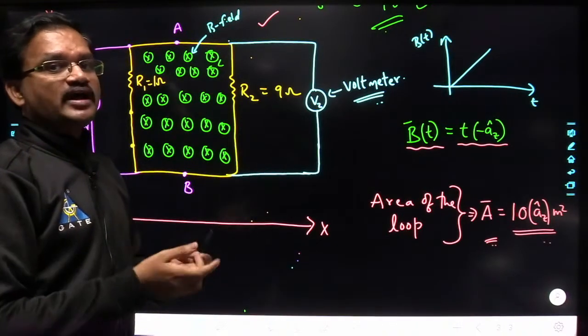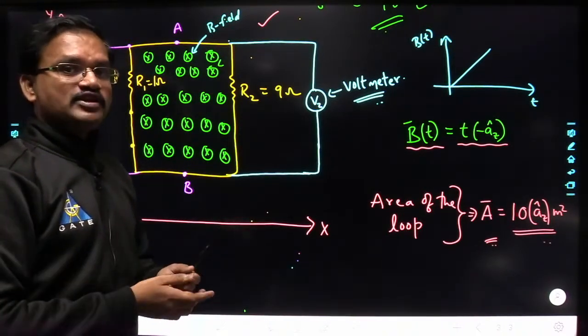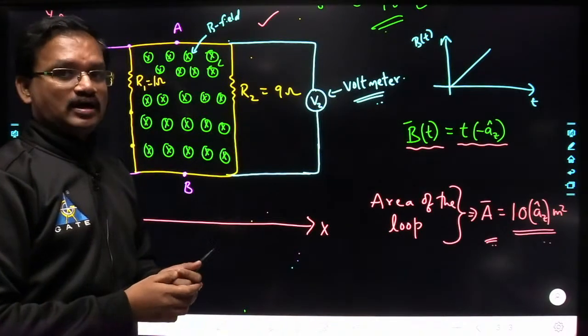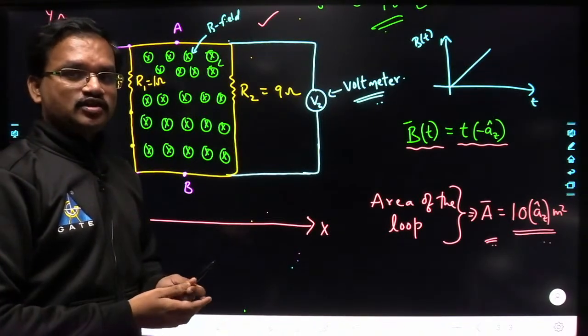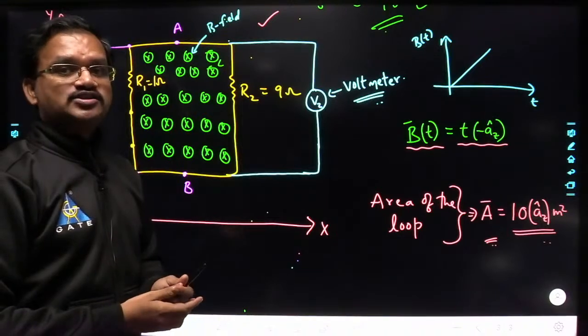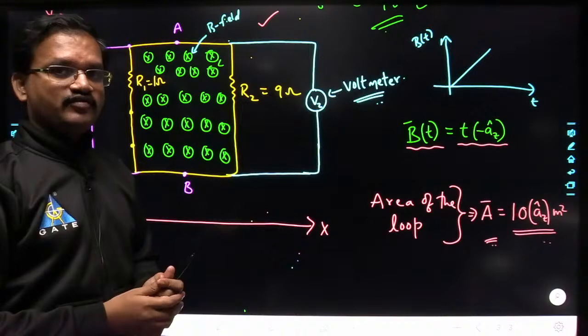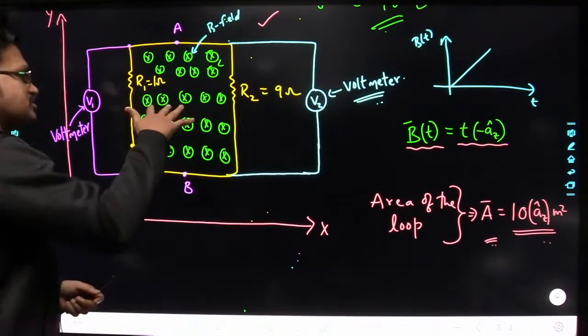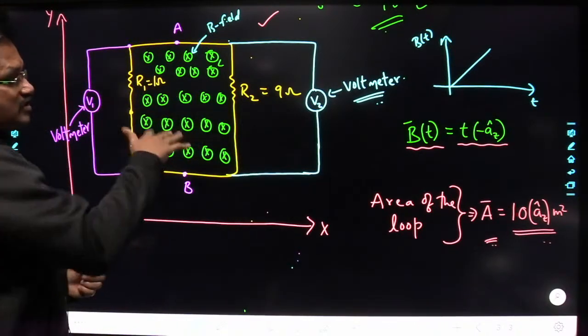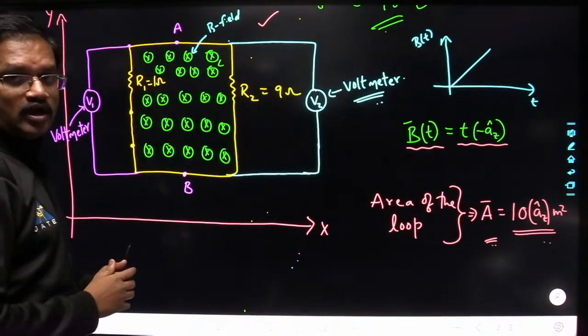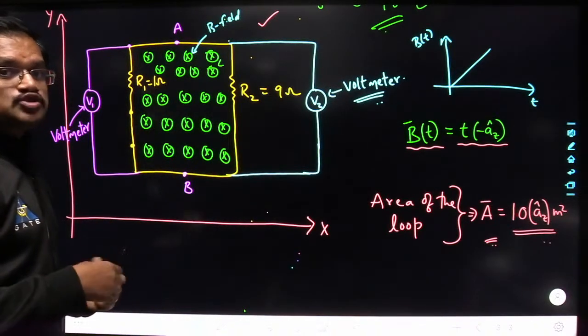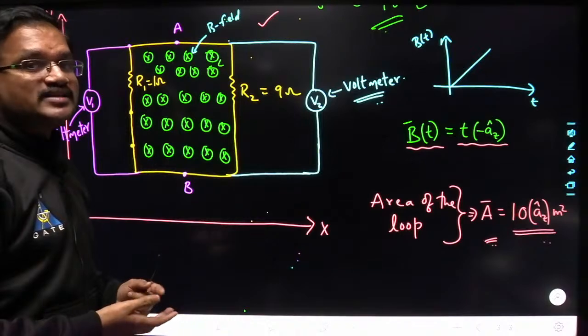There is an induced EMF, and that EMF is going to induce the current. So in order to determine the direction of current, you have to determine the direction of the induced magnetic field. So what must be the direction of the induced magnetic field here? Since the flux is increasing into the board, the induced magnetic field has to oppose this increase.